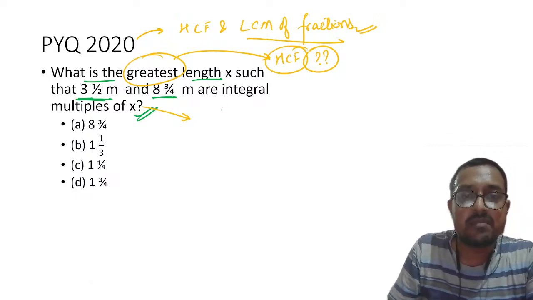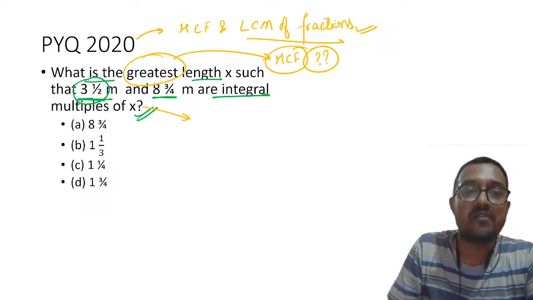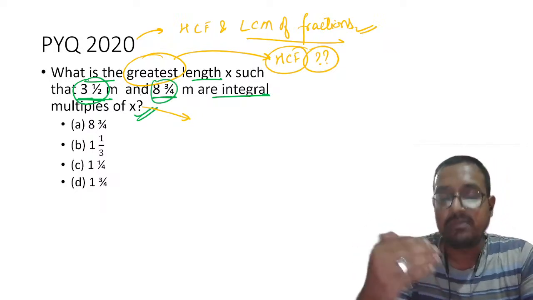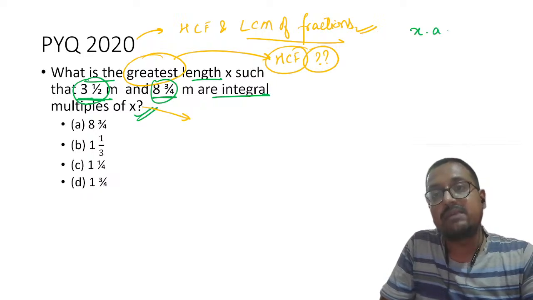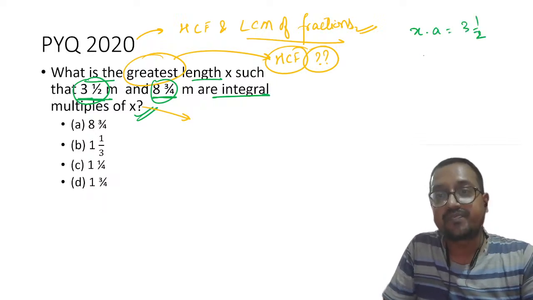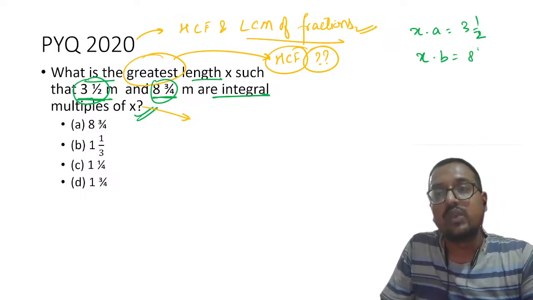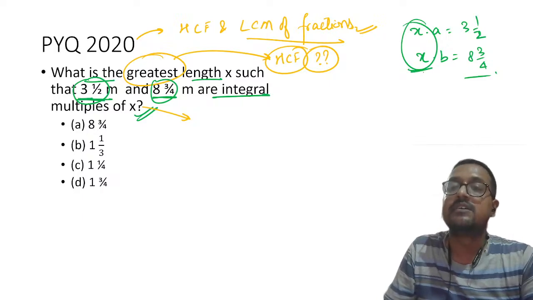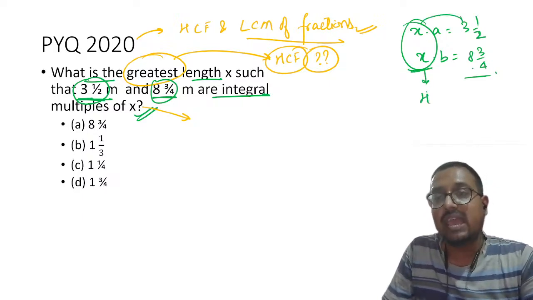Second confirmation will come: integral multiple. Who are integral multiples? 3 1 by 2 and 8 whole 3 by 4 are integral multiples of x. That means x multiplied by some integer is equal to 3 1 by 2, and x multiplied by some integer will give you 8 3 by 4. So what is the largest value of x? That means it will be smaller than these. So this will be HCF.